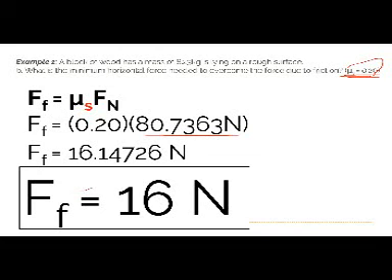So the minimum horizontal force needed to move the block of wood is at least 16 Newton. And that is the applied force. The minimum force needed to move is the applied force. So to move the object, we need at least or greater than 16 Newton. Okay, so that is for letter B, the minimum force needed to overcome the force due to friction.